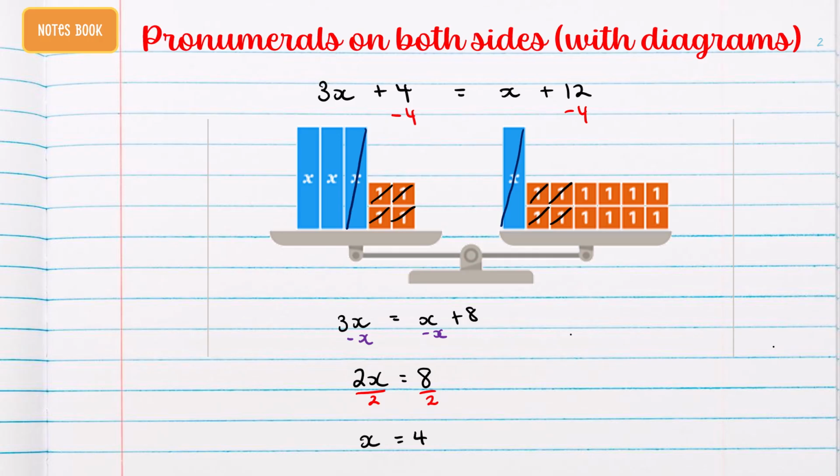Now don't forget that you can sub these values in to double check them. So on this right-hand side, I've got 4 plus 12 is equal to 16. And on this left-hand side, I've got 3 times 4 plus 4, so 12 plus 4, which is equal to 16. So x's, y's, all of your variables work the same way as long as you're working with those like terms.